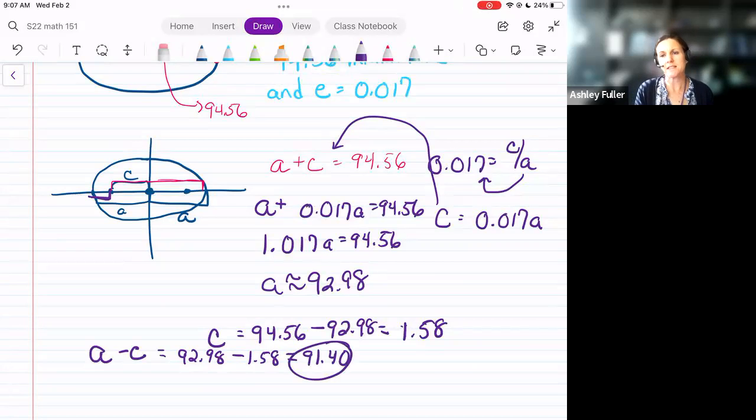Notice the eccentricity tells us immediately that the orbit is very close to being circular, but this also confirms that this distance here, this 94.56, and the closest distance aren't too far apart in terms of the furthest distance and the closest distance, indicating that the orbit is close to circular.